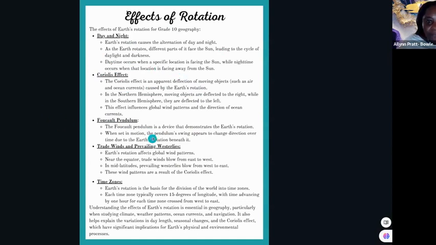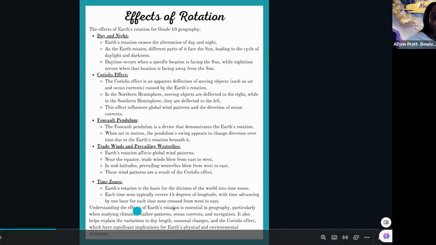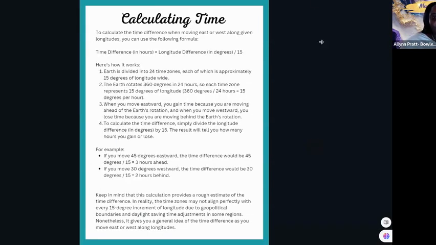And then we have the pendulum effect. That's another one that is a result of rotation. That's how magnets are able to find the north. It's because of that pendulum effect. And then, like I said, trade winds and prevailing winds and time zones are also a result of rotation. Okay? And those are things that you know.